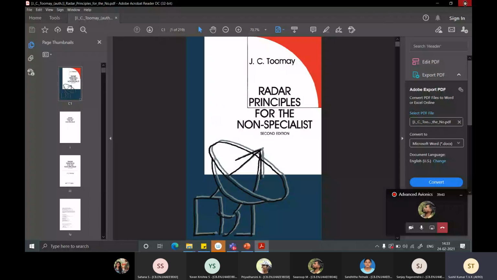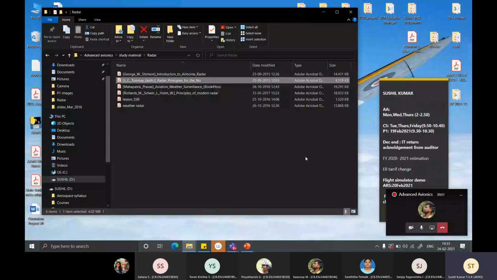As long as you are in some job related to aviation, you will always keep coming across these radars. So it's quite important, quite useful also.